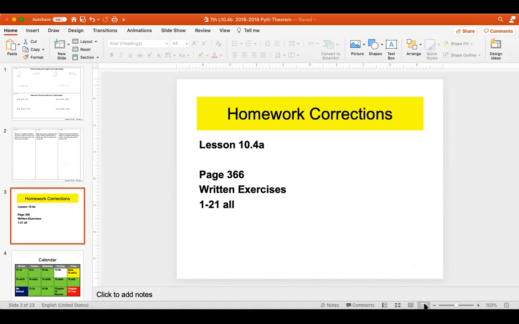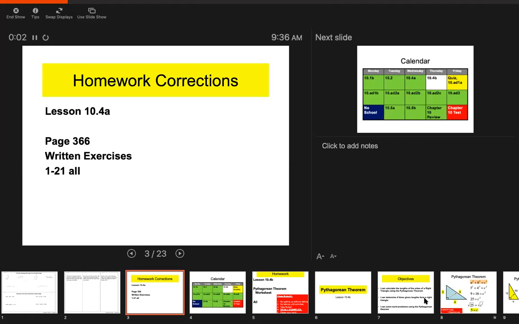Questions on the homework? Nothing? Yes. Well, for instance, number... So where you're solving for something other than... All right, so pick one.